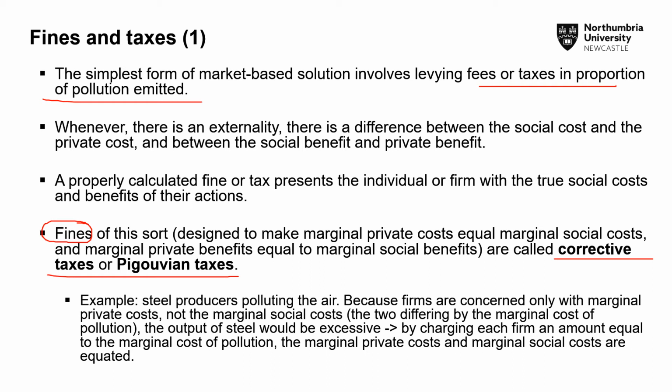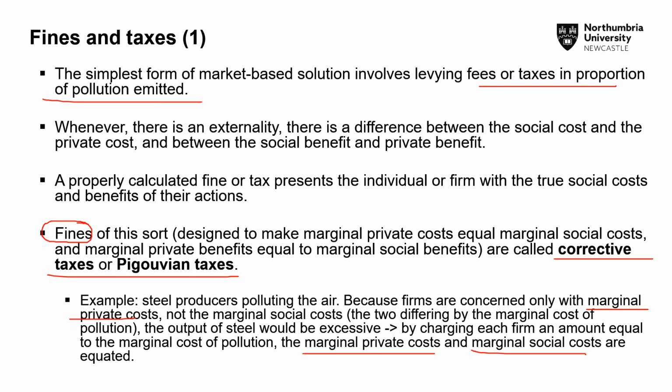So let's say we are dealing with steel producers, and what steel producers do is they pollute air. So an individual firm that is a steel producer is only concerned with the cost that it faces, and that is quantified by marginal private costs. However, once we impose a fine, we equate the marginal private costs with marginal social costs. And what this does is it reduces the amount of pollution produced by incentivizing the firm to cut back, by imposing costs on the firm per level of pollution.